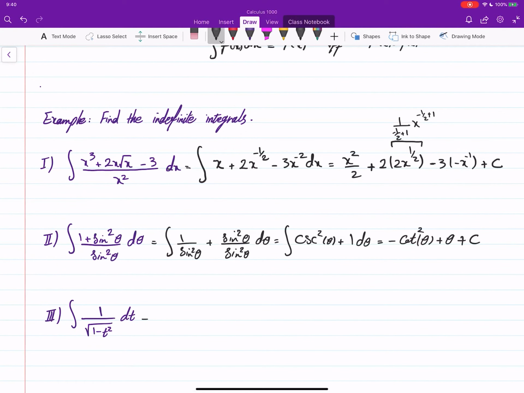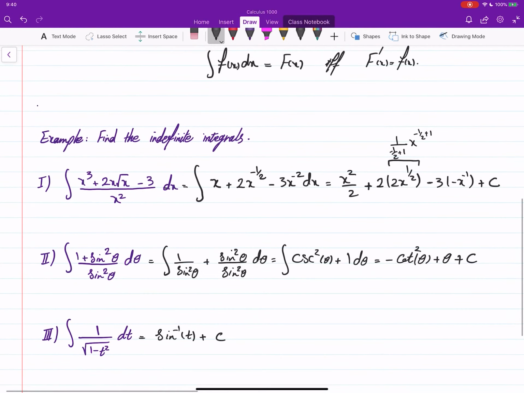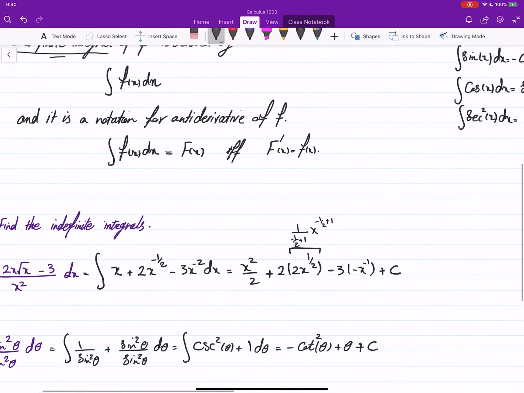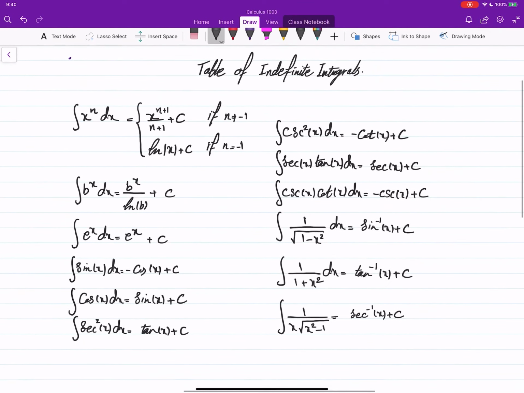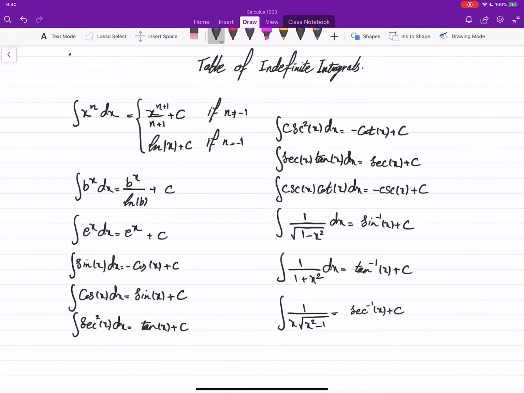And the last one, this is the antiderivative of the inverse sine of t, plus c. The same variable appears there. With this new notation, the table of anti-differentiation can be turned into the table of indefinite integrals.